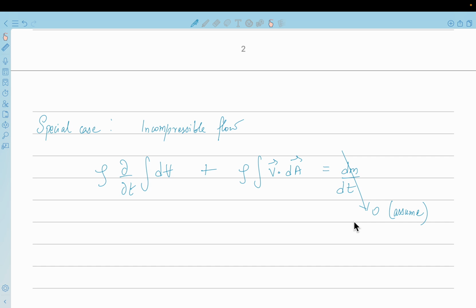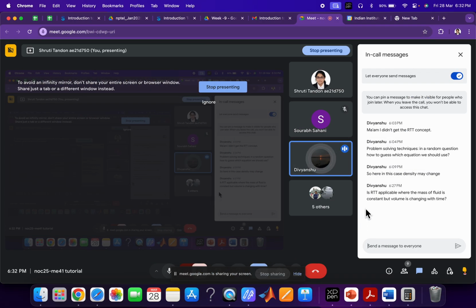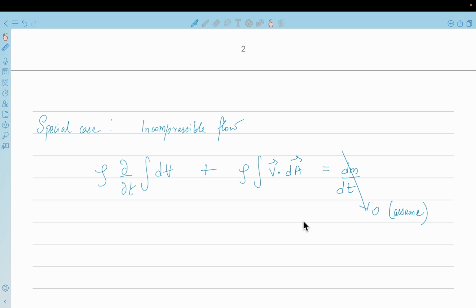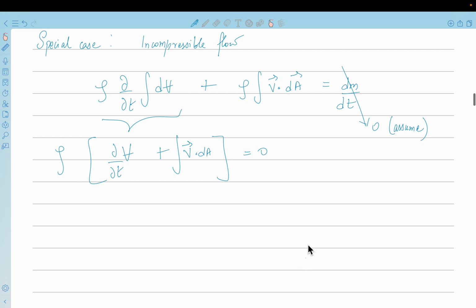It's an incompressible flow, right? So there's no change in mass and there's no change in density. And what does this term become? Now this rho and rho, I'll just take it out. This is nothing but ∂/∂t of the total volume plus the integral of V dot dA, and this is equal to 0. So now density plays no role.